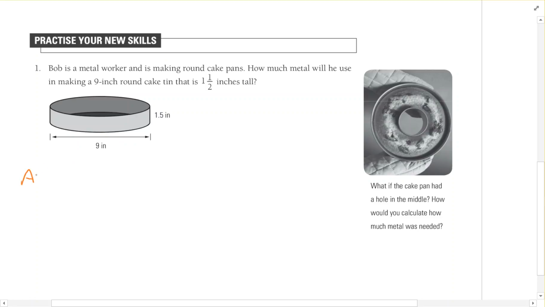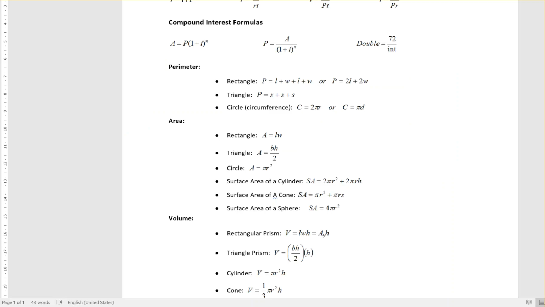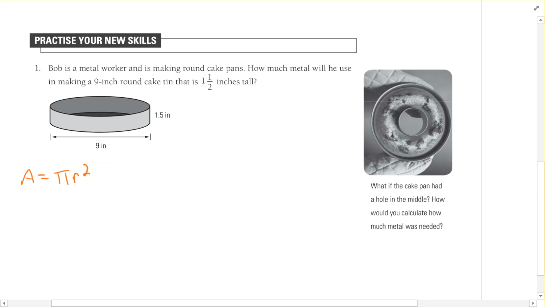So that would just be area is equal to, and remember for just a circle, pi r squared. If you want to look at your formula sheet, area of a circle, pi r squared. And then just fill it in. We just want to make sure, though, that this 9 inches that we're using here, would you use 9 inches or would you use something else? So that's how you'd figure out the surface area of the bottom.